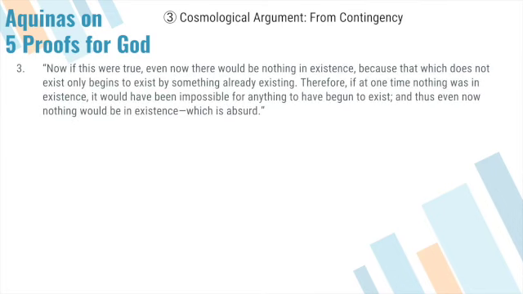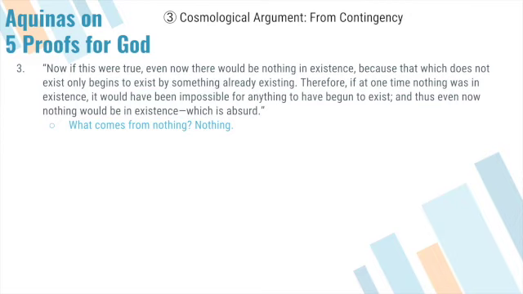All right, number 3. Now, if this were true, that is an infinite regress, even now there would be nothing in existence, because that which does not exist only begins to exist by something already existing. Therefore, if at one time nothing was in existence, it would have been impossible for anything to have begun to exist. And thus, even now, nothing would be in existence, which is absurd, right? So that's just saying what we've already said, that anything that exists was brought into existence or caused in some way by whatever was prior to it, which already existed. So there has to be a first thing. Otherwise, there would be nothing.